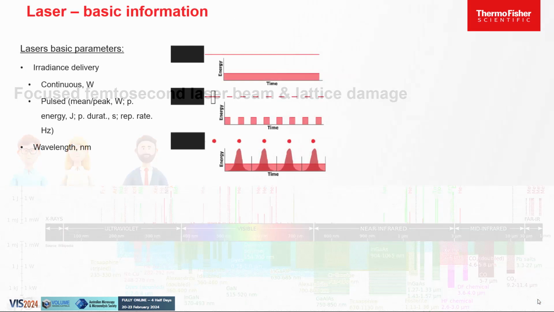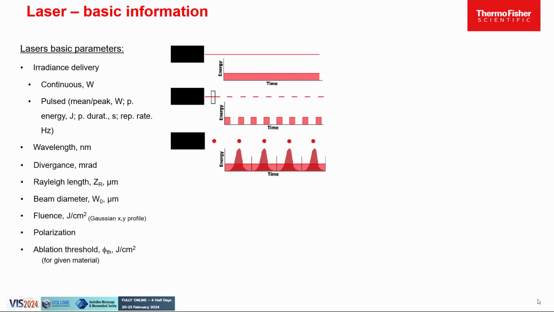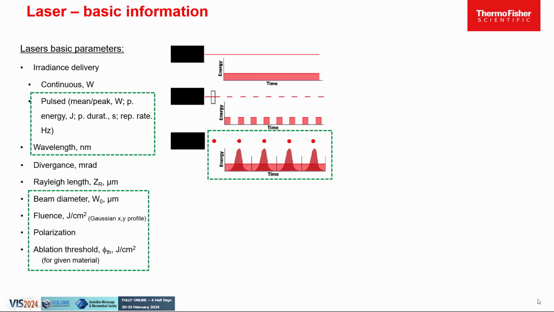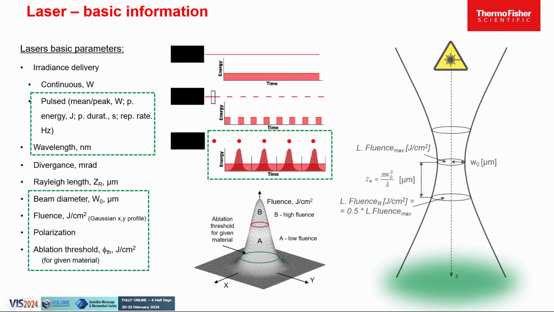One can account for continuous, chopped, and pulsed laser emitting electromagnetic field at a specific wavelength and having a few other parameters. Here are the main parameters that are used hereafter. The fluence has a spatial distribution close to a Gaussian profile, and the beam is shaped and focused on a certain point in space, typically at the ablated surface.